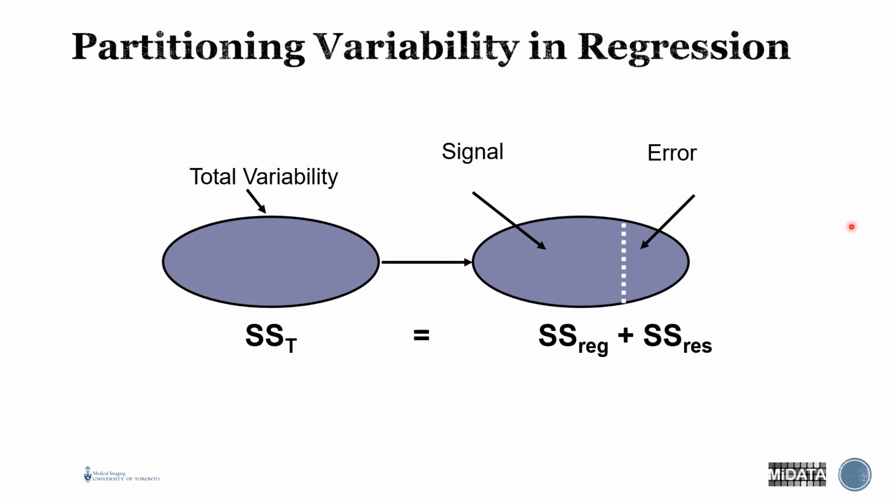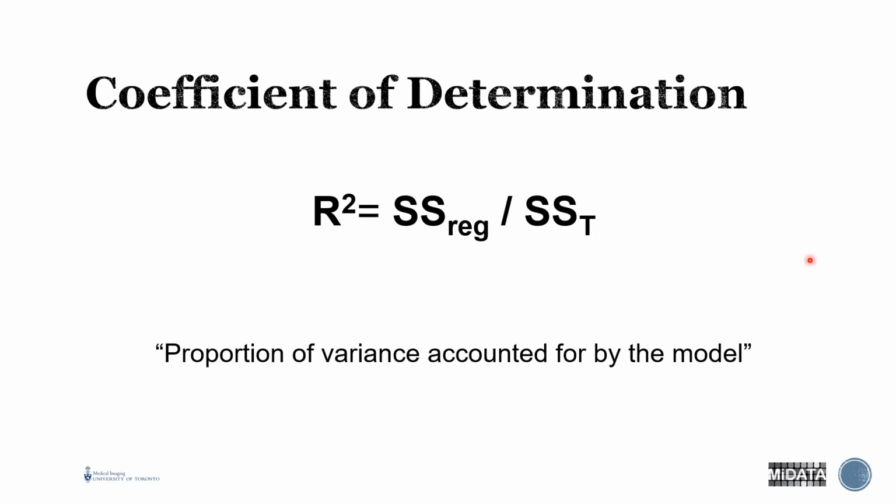So once again, you'll recognize this figure, but in this case, we're looking at partitioning the variability in regression. So the total variability, as I've just shown you on the graph in the previous slide, is the sums of squares total. And it's going to be partitioned into the signal and the error, where the signal is your sums of squares regression, which represents your model, and the sums of squares residuals, which represents your error. Once again, the coefficient of determination, R square, in this case is going to be the sums of squares regression over your total sums of squares. And once again, it represents the proportion of variance accounted for by the model. But this time, your regression model, not your ANOVA model.